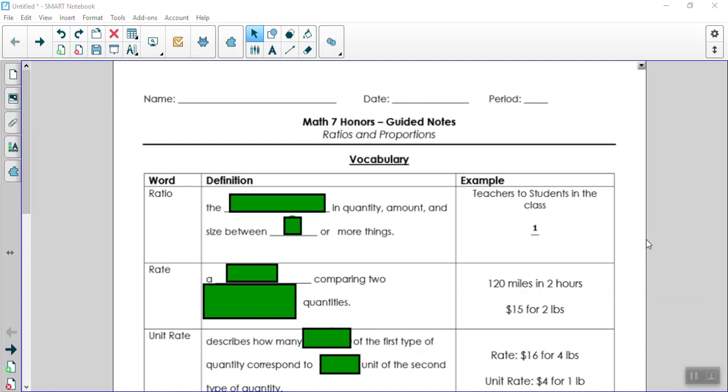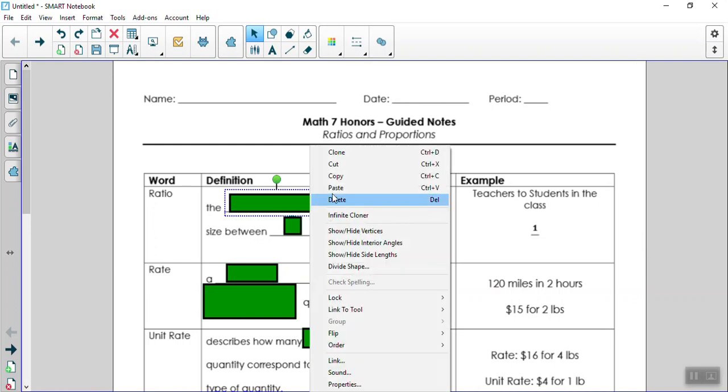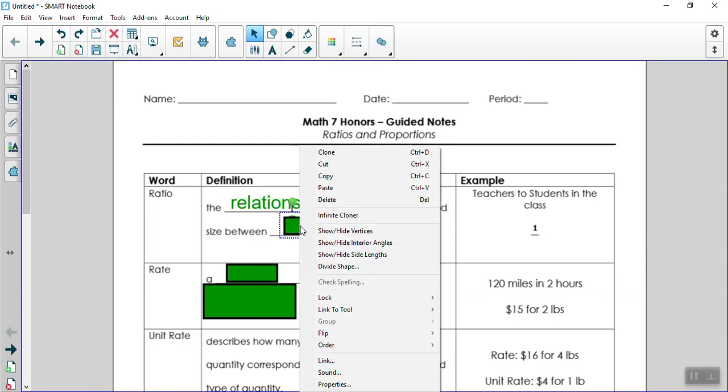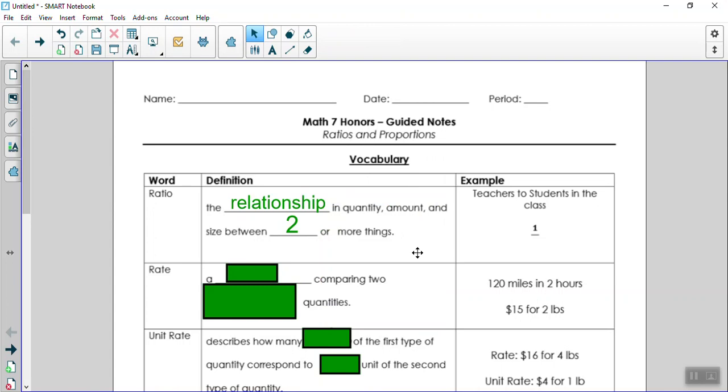So today we're going to do some basics of proportions, which hopefully you should have learned last year. We're just kind of reinforcing it and going over it before we move on to other things next class after our inequality quiz. So the first thing we're going to do is define some words, and our first word here is a ratio, and a ratio is a relationship in quantity, amount, and size between two or more things.